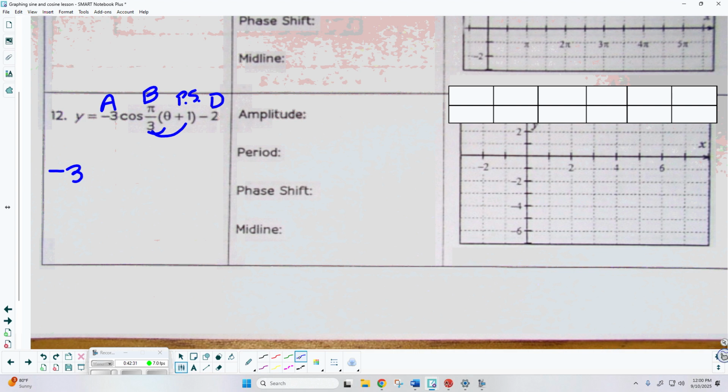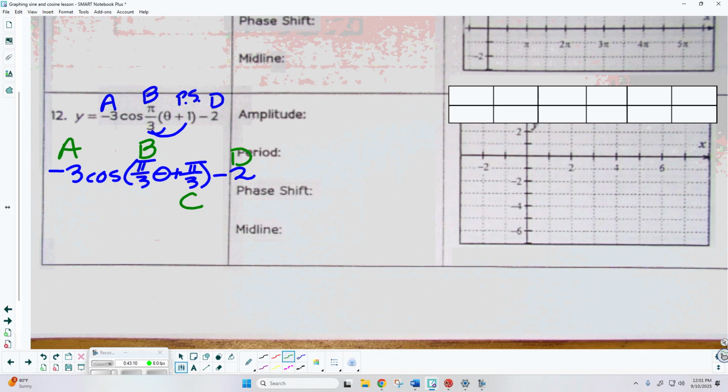So that would be negative 3 times the cosine of pi over 3 theta plus pi over 3 and then minus 2. So now I still have an A, I've got a B, I've got a D, but now I have my C. Okay. See, it's really easy to forget, so we want to know which one gives me the phase shift and which one gives me what I'm looking for. Okay, so Lexi, what part of this was more confusing? Was it the characteristics or the table? The table? Okay. Specifically the y values? Okay, let's take a look.